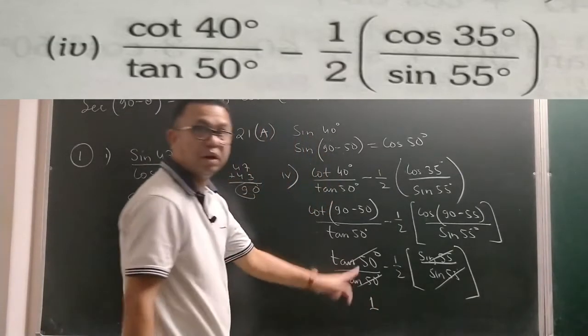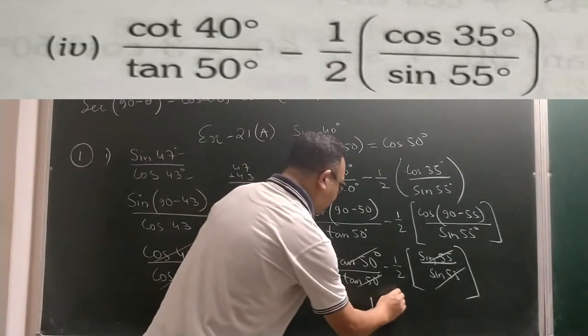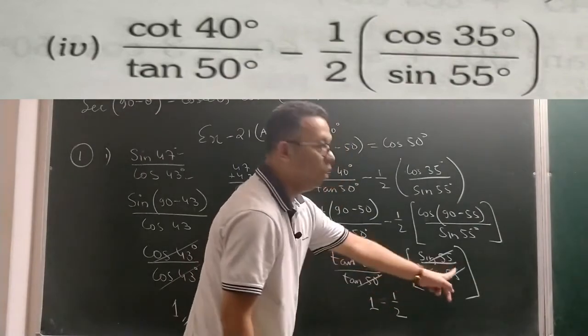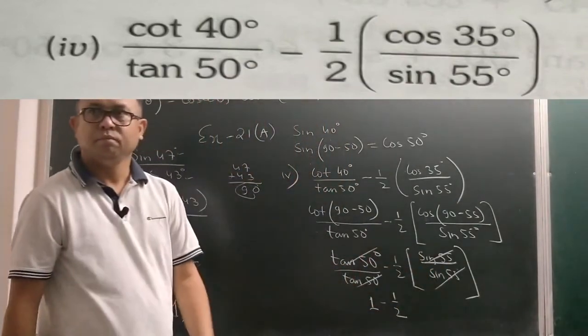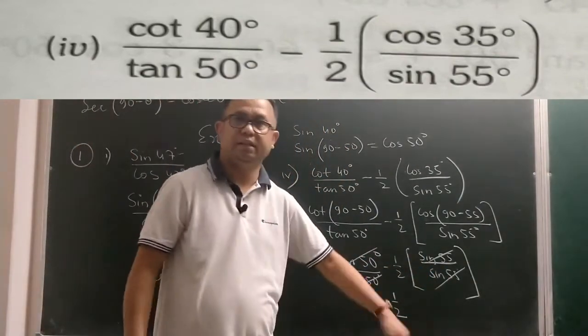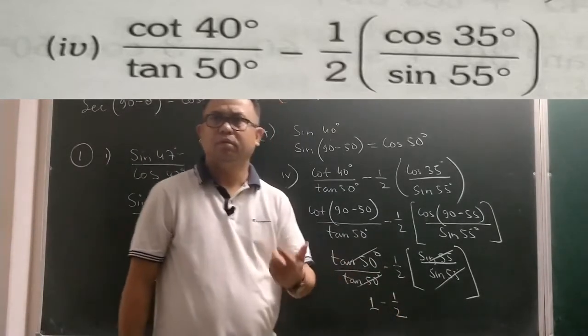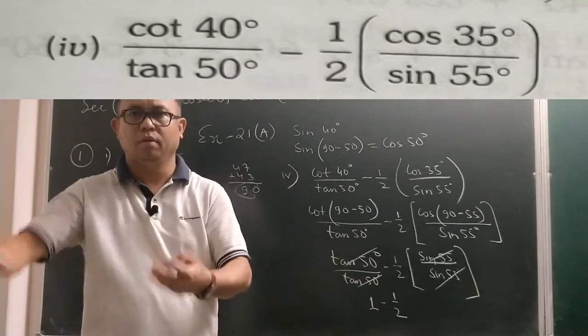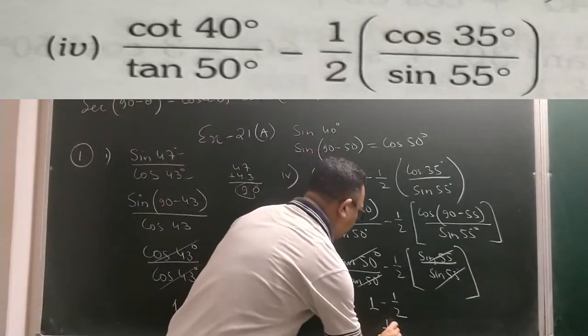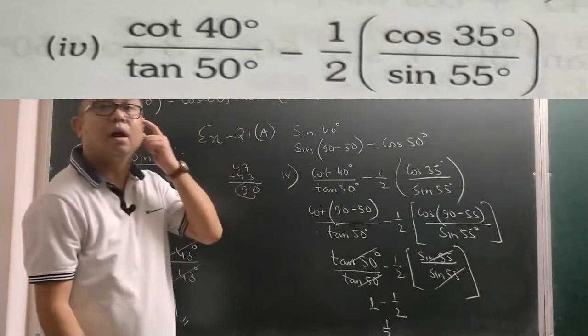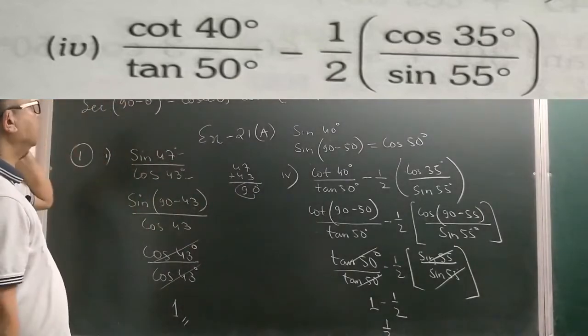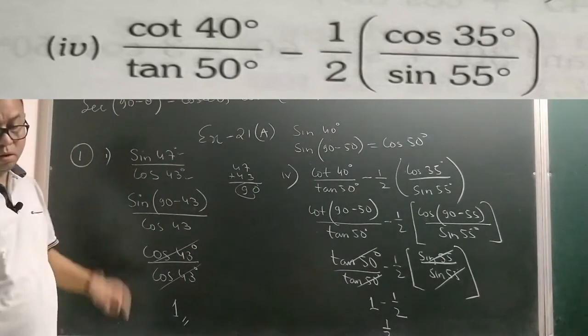As you cancel, this upper and lower side is 1. Minus this is half into 1. Half into 1 is also half. And subtract 1 minus half. Take the LCM and subtract. Or as you all know, from 1 if you subtract half, what will you get? You will get half. So there you are. The answer is half. So that is your question number 1-4.